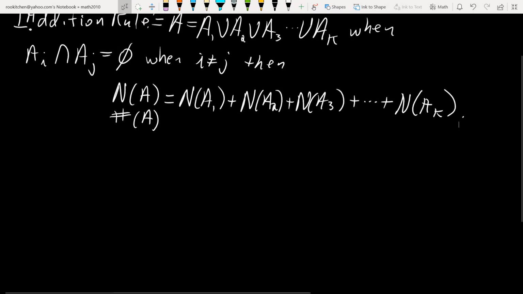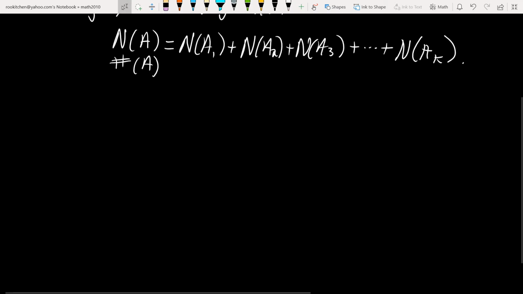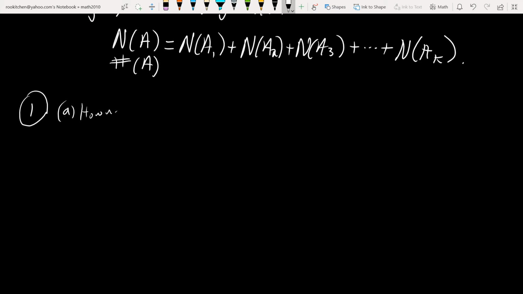Okay, so let's look at a problem. Number one, they're asking how many different ways can you have binary strings from 1 to 4 digits long. Binary strings again, like 101, 111, things like that, just a list of elements where they're all zeros and ones. Okay, so part A, how many binary strings from 1 to 4 digits long?